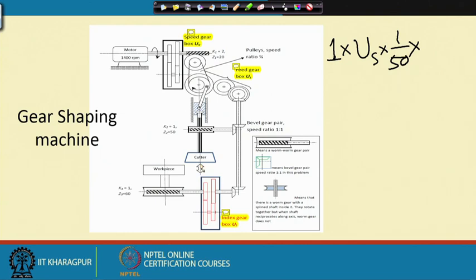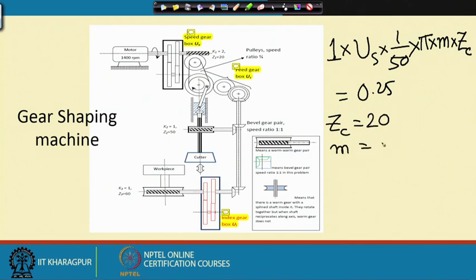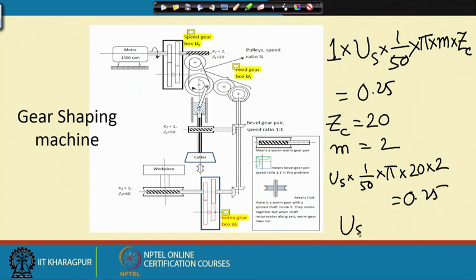So, x rotations will have x into pi d amount of circumferential movement. This is the number of rotations of the cutter multiplied by pi d, and pi into d is equal to module into number of teeth. So, we write module into number of teeth on the cutter equal to 0.25. This is the millimeters of movement of the circumference of the cutter per stroke, the feed motion. Suppose I give you ZC equal to 20 and M equal to 2. Then you will have US into 1 by 50 into pi into 20 into 2 equal to 0.25. From here US can be calculated.